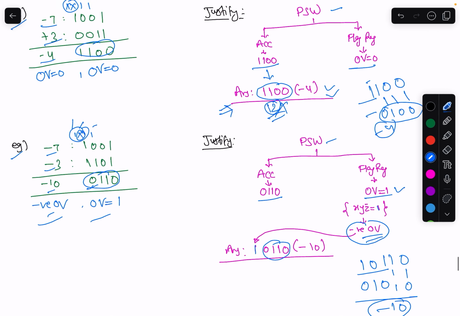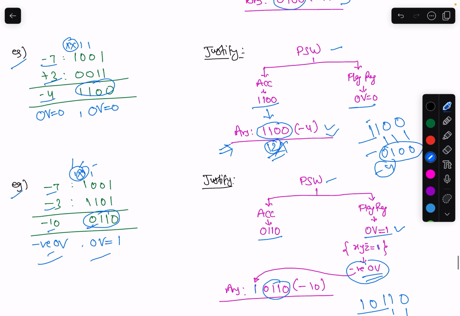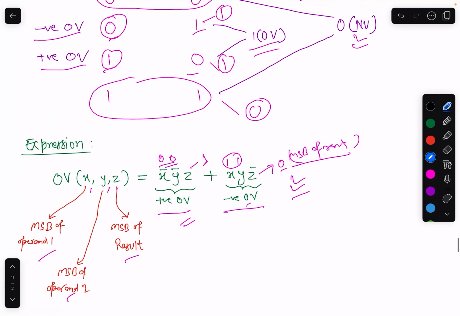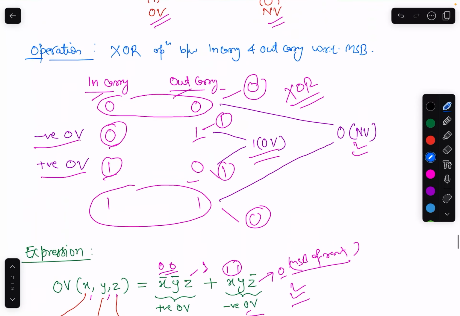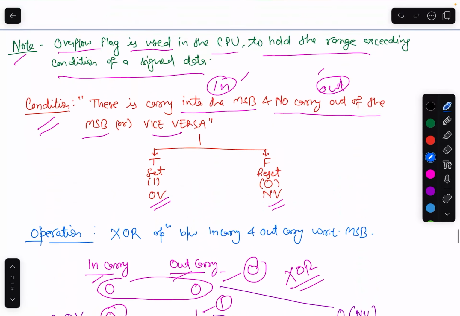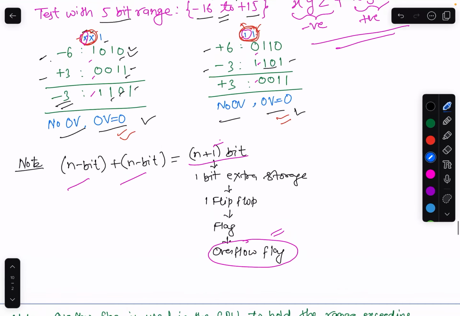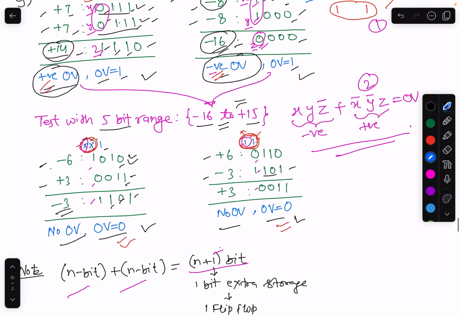So this is how we add these numbers in 2's complement, and how we can find the overflow conditions using the in and out carry, or using the MSB bits of the operands and result. So these are very important concepts. Try to understand and remember these things.